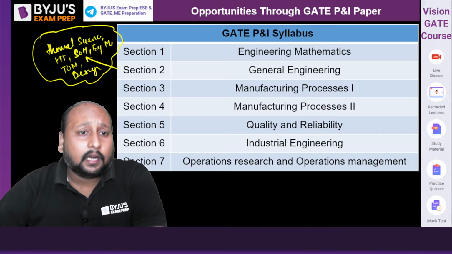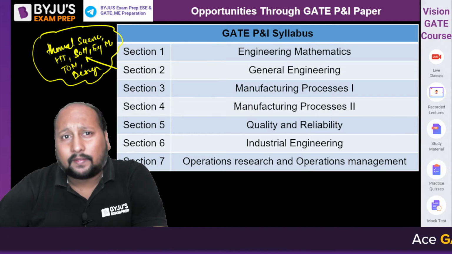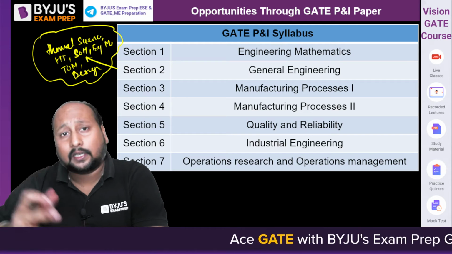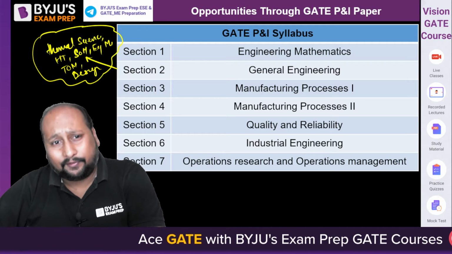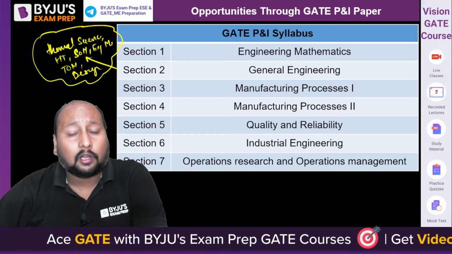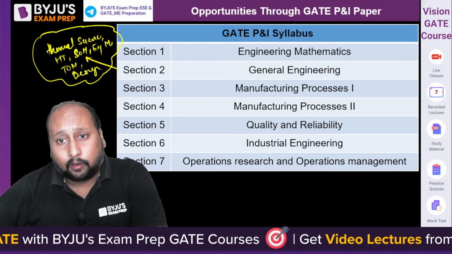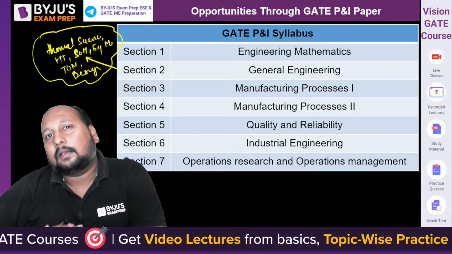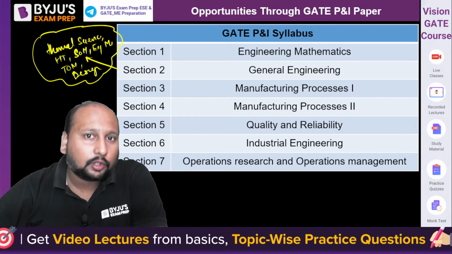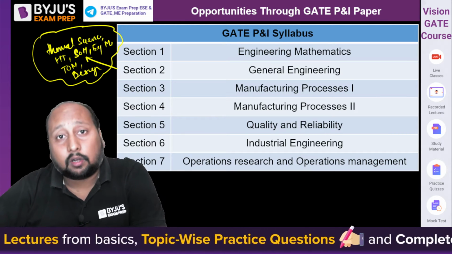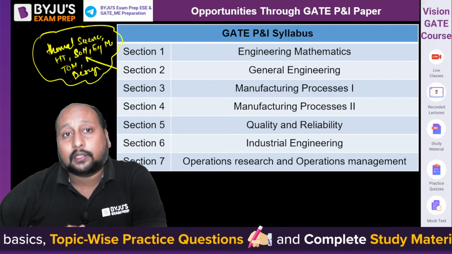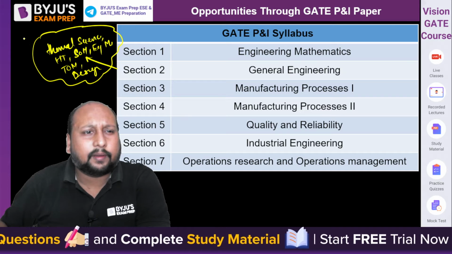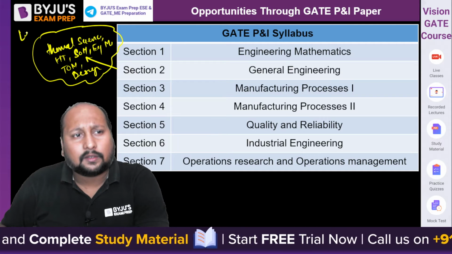The reason being, it comprises 6 to 7 subjects and the total weightage is quite less. If I say individual subjects, it is very less. So definitely, first of all, you need to concentrate on manufacturing and industrial engineering, because in the PI paper, more or less, more than 50% of the questions will carry the weightage of production and industrial engineering, right?